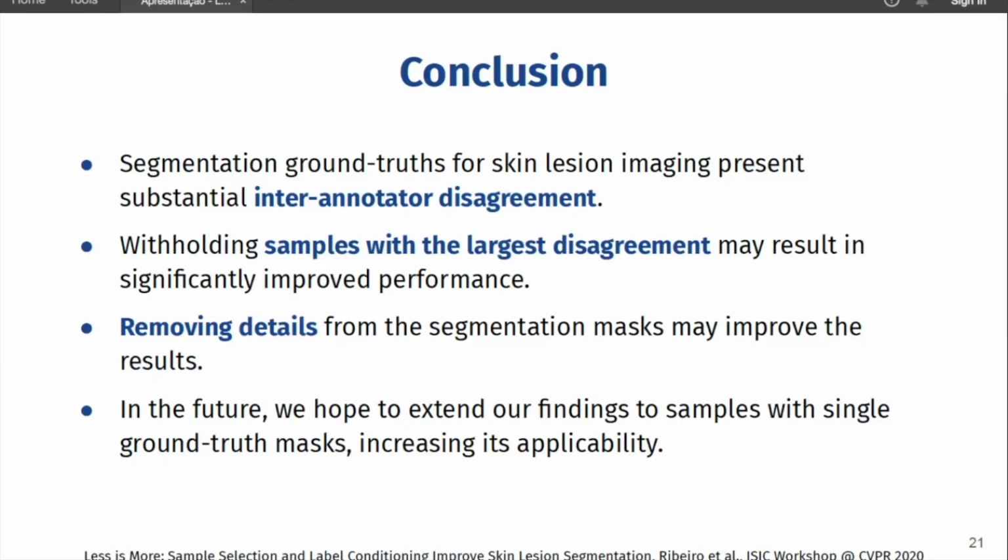In conclusion, we see that the segmentation ground truths for skin lesions have a substantial disagreement between annotators. Contrary to common sense, we also see that it's possible to withhold the bad samples, those with lowest agreement, and still achieve competitive results. And removing details from the segmentation mask may improve the results. The proper conditioning for the final objective might lead to a larger improvement than more complex models.